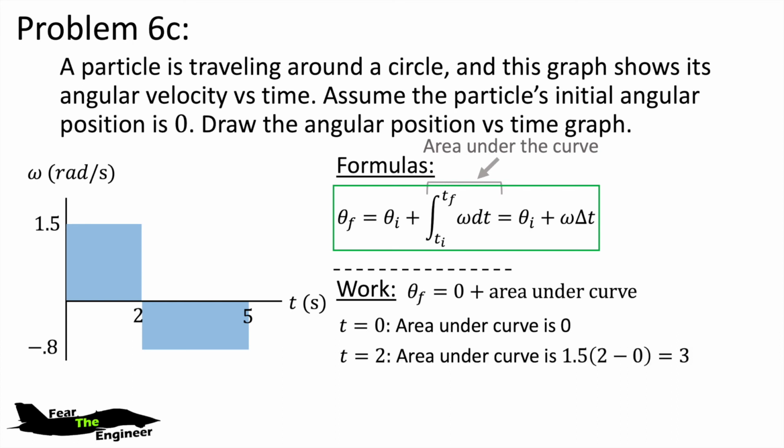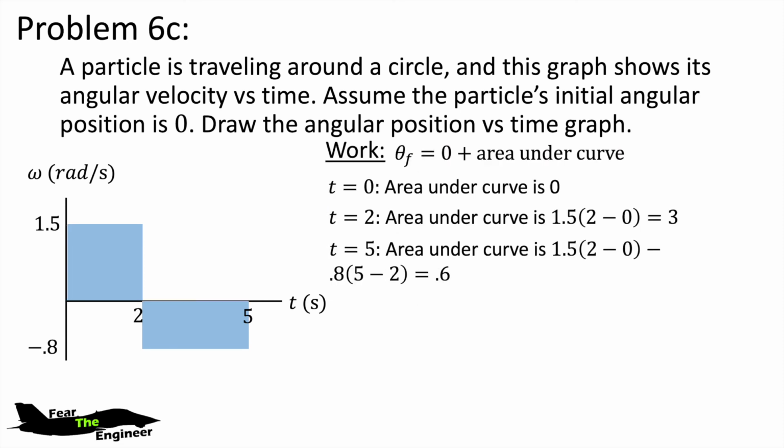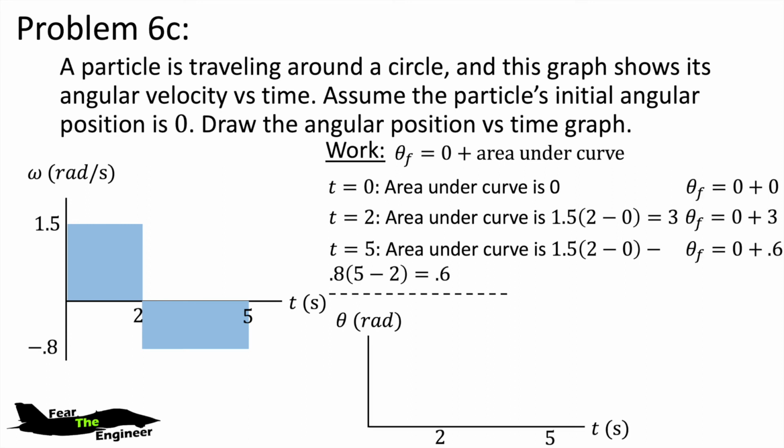At t equals 2 seconds, the area under the curve is the area of the rectangle on the left, 1.5 times 2. At t equals 5 seconds, the area under the curve is the area of the left rectangle minus the area of the right rectangle, since the right rectangle is below the horizontal axis. Now that we have the areas for these 3 times, we know the final angles of these 3 times, 0, 3, and 0.6. Let's plot those points. When we connect the dots, we have our graph of theta versus time.